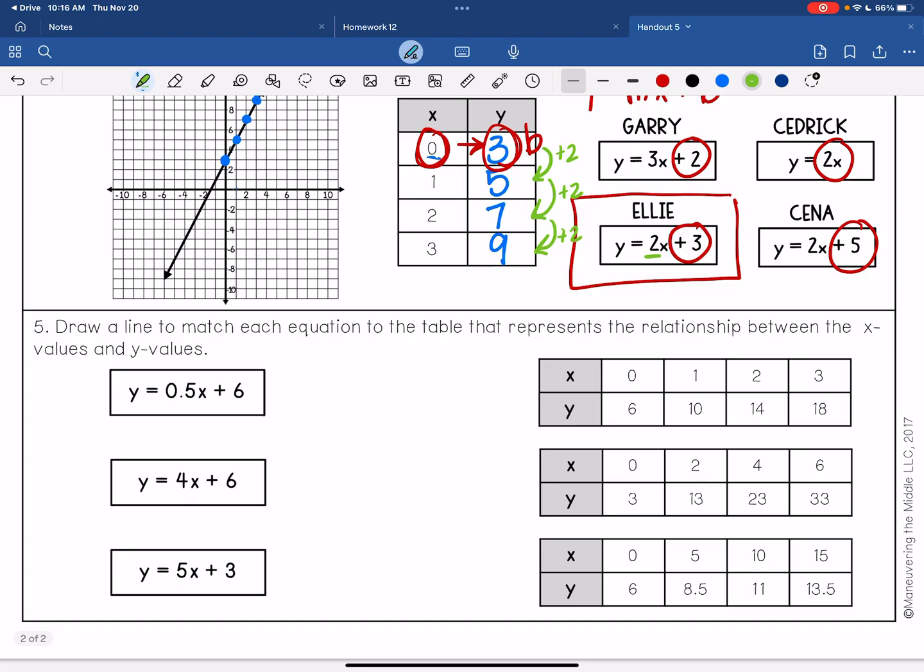And lastly, we're just trying to match up these tables and these equations. So again, for each table, I'm going to need to find m and b. So starting off, right off the bat, I see each table has 0 in it. So I know since this table has 0, 3, I need to find an equation that has a 3 at the end. Well, that was pretty easy to get started. Those two have to match up.